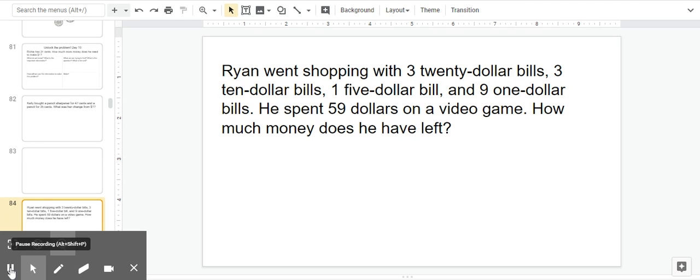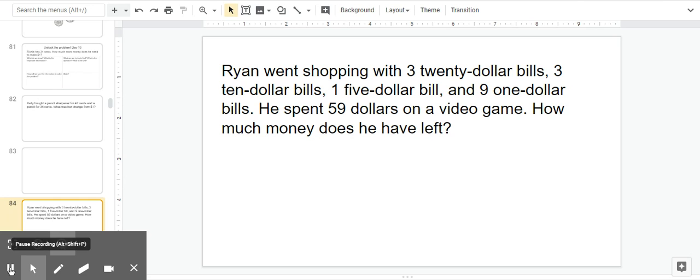This is the last word problem we are going to do together today. Ryan went shopping with 3 $20 bills, 3 $10 bills, 1 $5 bill, and 9 $1 bills. He spent $59 on a video game. How much money does he have left?